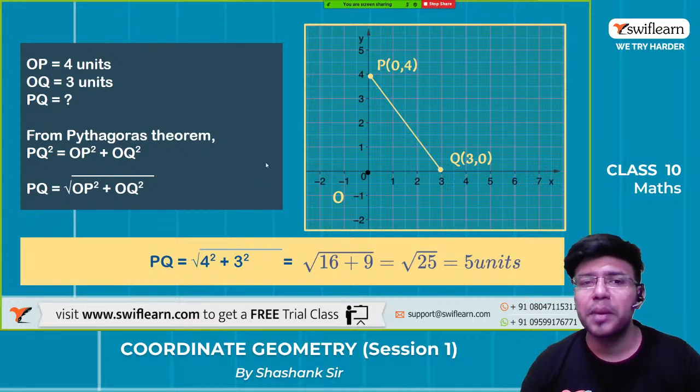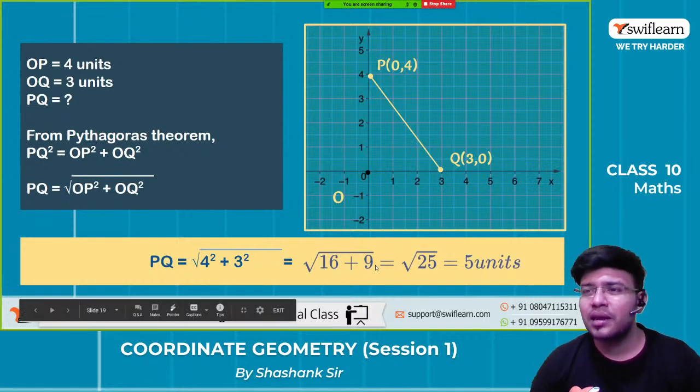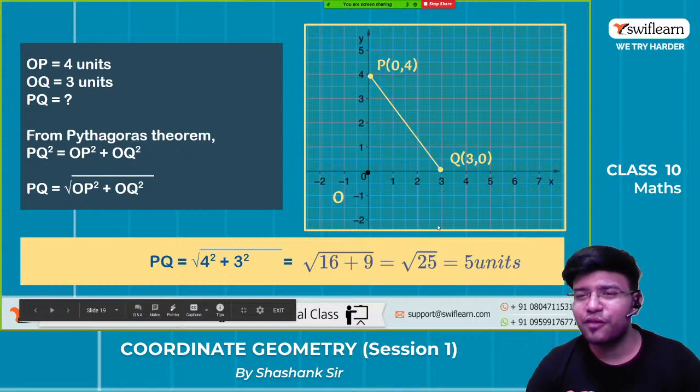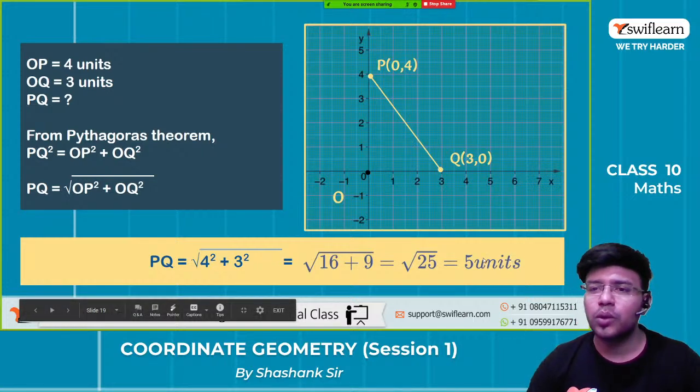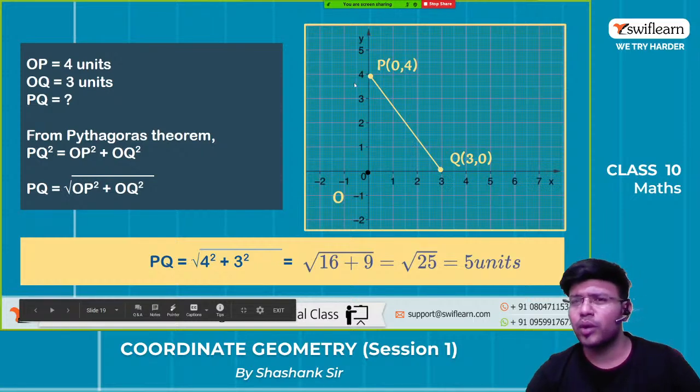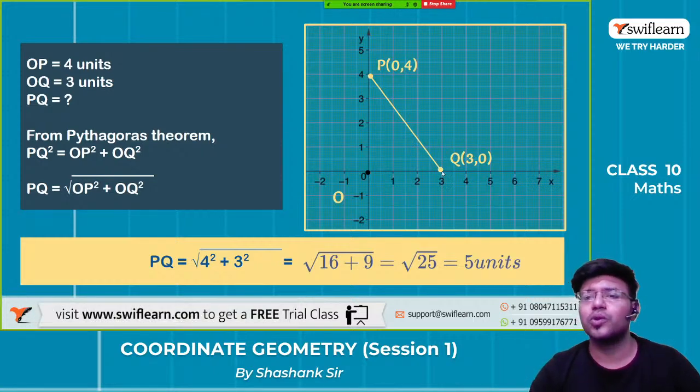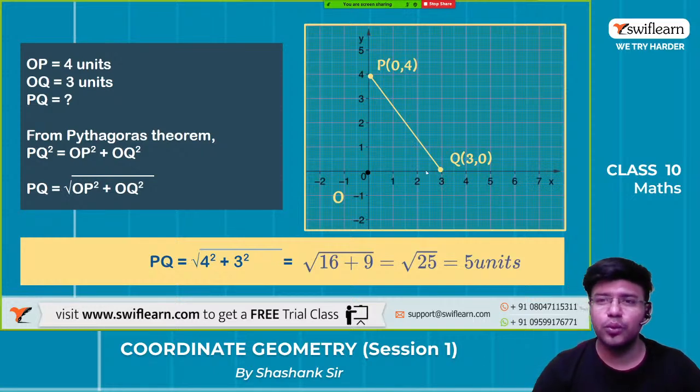And PQ is the square root of OP square plus OQ square. Now how much is OP? OP is 4. OQ is 3. So 4 square is 16, 3 square is 9. Add them, you get 25, and square root of 25 is 5 units. This is how we found out the distance PQ, where one point was on the y-axis and one point was on the x-axis, using the help of Pythagoras theorem.